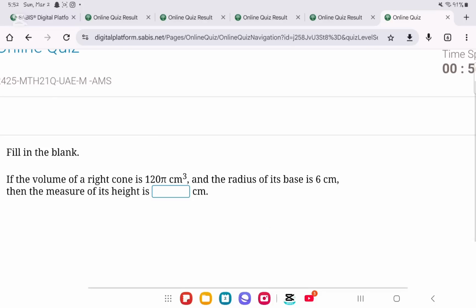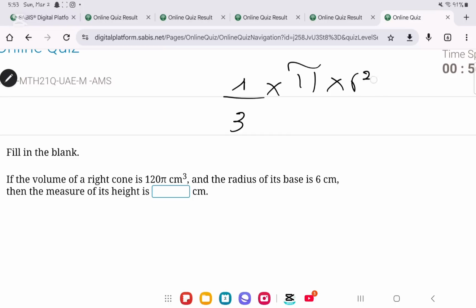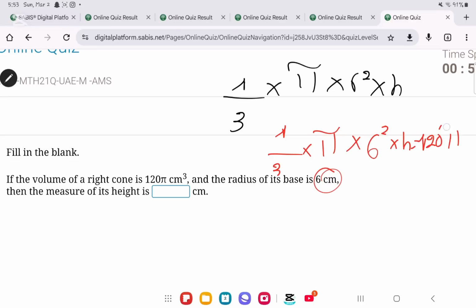If the volume of a right cone is 120 pi centimeter cubed and the radius of its base is 6 centimeters, then the measure of its height. We need to find the measure of the height of a right cone given its volume. You should know that the volume of a cone is 1 over 3 times pi times r squared times h. So 1 over 3 times pi times the radius 6 squared times the height h is equal to 120 pi. The pi goes away with this.